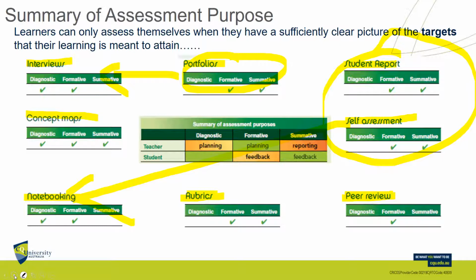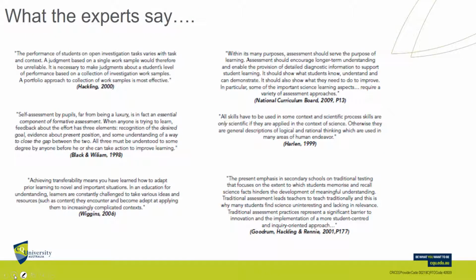Consider them, and you can also transform these by adding them together, pairing them together, or altering and reconstructing them. So you can mess around with assessment and create really specific tools that blend different approaches and lead to better outcomes. So what do the experts say? We've got Hackling 2000, and he's lobbying very much towards a portfolio approach. He thinks work samples is the most effective way to go.